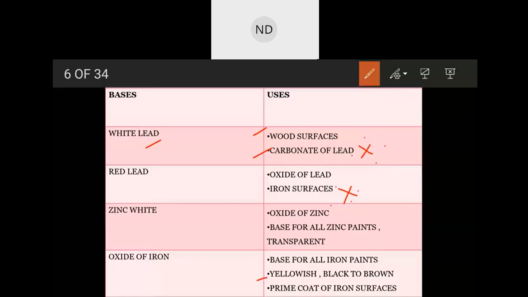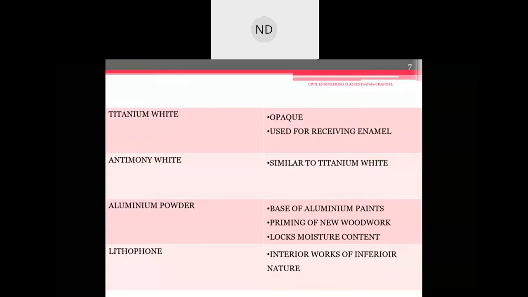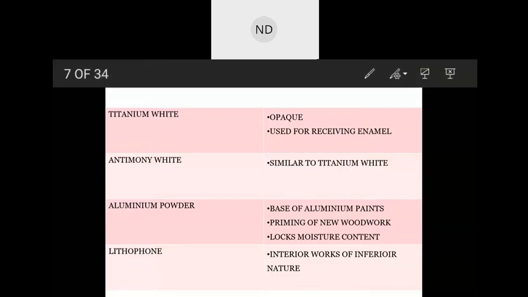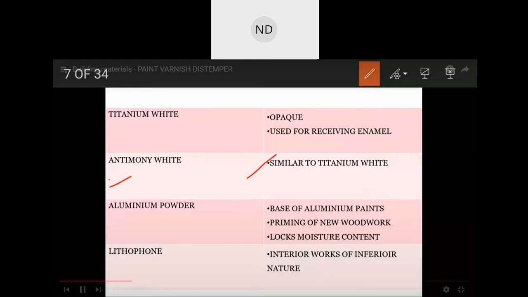Next example is titanium white. Titanium white is a material that possesses intense opacity. It is non-poisonous and forms a transparent film. It is usually used for the finishing coat of an enamel. Next one is antimony white. Its usage is similar to that of titanium white and its texture is also the same.